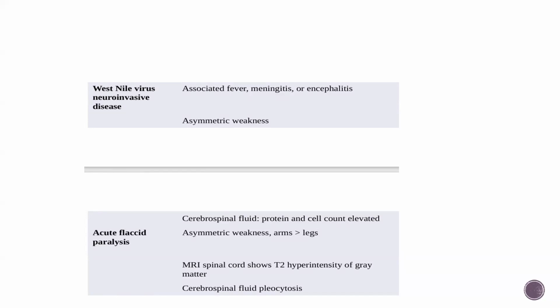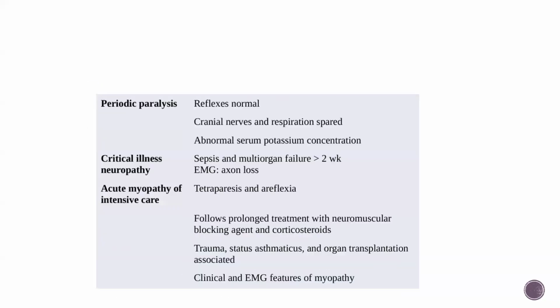Then West Nile virus neuroinvasive disease, which is associated with fever, meningitis, encephalitis, asymmetric weakness, and CSF showing elevated protein and cell count. Then acute flaccid paralysis shows asymmetric weakness, arm more than the leg. MRI of the spinal cord shows T2 hyperintensity of gray matter. Then periodic paralysis: reflexes are normal, cranial nerves and respiration are spared, and there is abnormal serum potassium concentration.